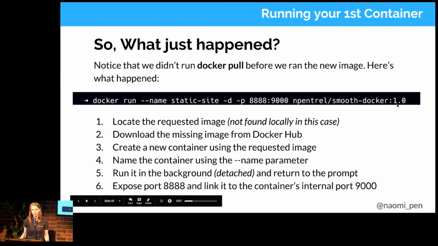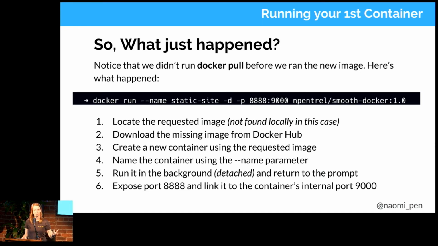Okay, let's talk about what happened here. We talked about how it located the requested image. It first checks locally whether the image is there. If not, it goes to Docker Hub. It then downloads the image and creates a container on top of that requested image.